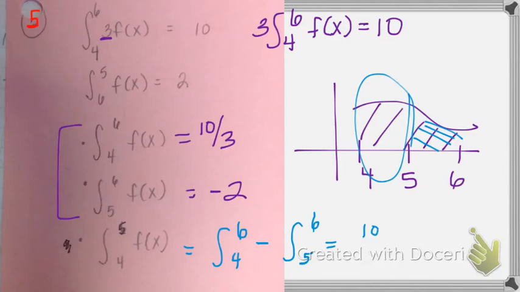So I'm going to have 10/3 minus negative 2. So that would be 16/3. Because you take the whole integral, you subtract off the little part. And I know that the picture's not right because I know that from 5 to 6 it's negative, but it doesn't matter. To figure out what you want, that's how you figure it.